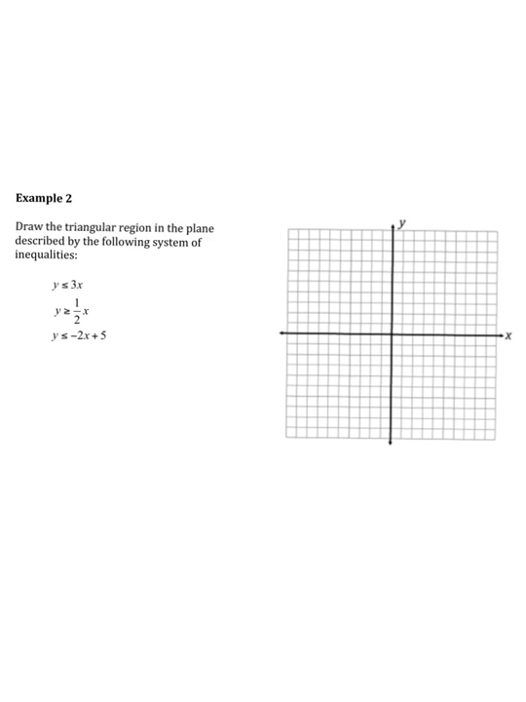Example 2, draw the triangular region in the plane described by the following system of inequalities. So y is less than or equal to 3x. So my y-intercept is at 0. I'm going to apply a slope of 3, so that's up 3 over 1, up 3 over 1. And I do have a solid line because of the equal sign in the inequality.